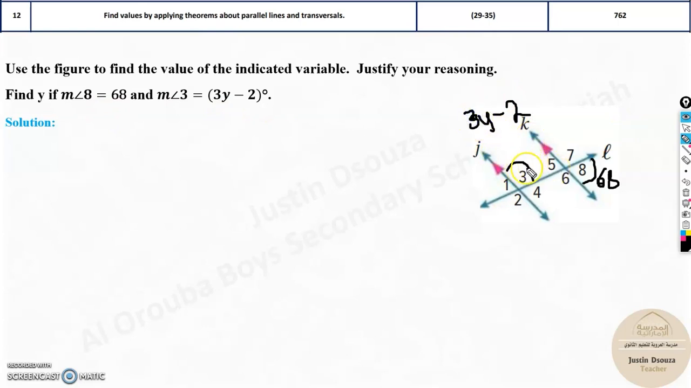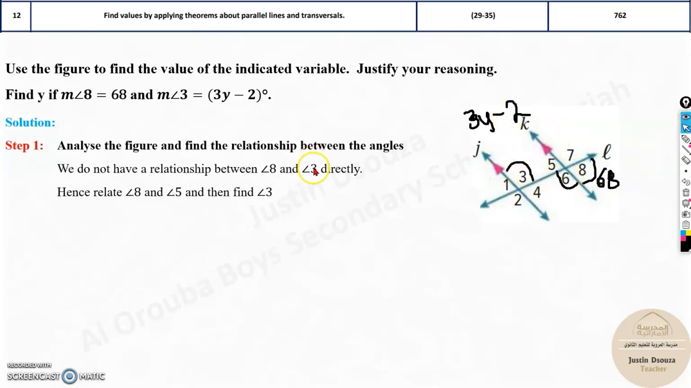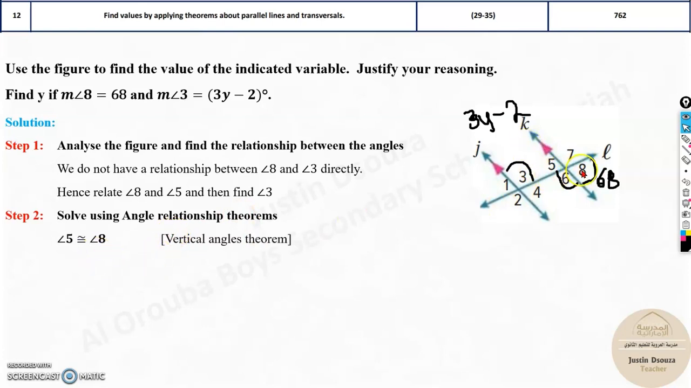So 3y minus 2. Do we have any relationship between 3 and 8? No, we don't have. But do we have any relationship between 3 and 6? Yes, they both are equal. So you can find the angle of 6 because 180 minus 68 would be angle number 6, and they both are equated. Let's see step by step. Over here, we do not have any direct relationship between 8 and 3, so we will relate this and this. Okay, 8 and 5 are related. That's also possible. No worries. Now 8 and 5 are the same, so angle 5 is 68 degrees.